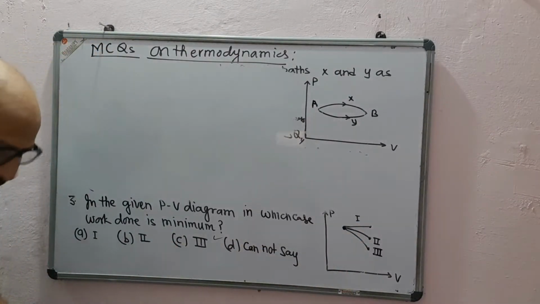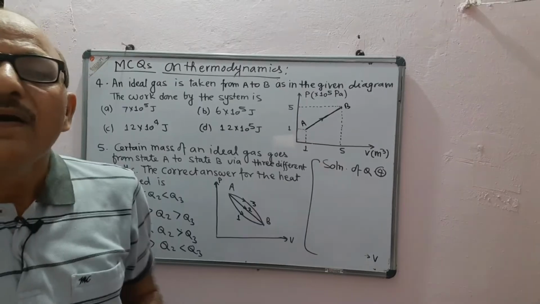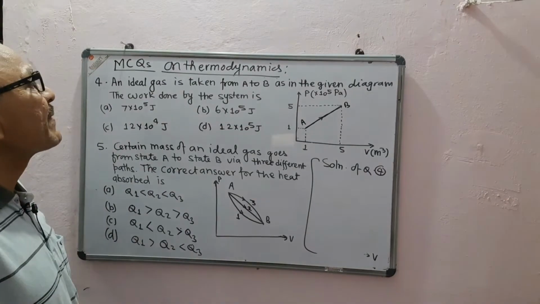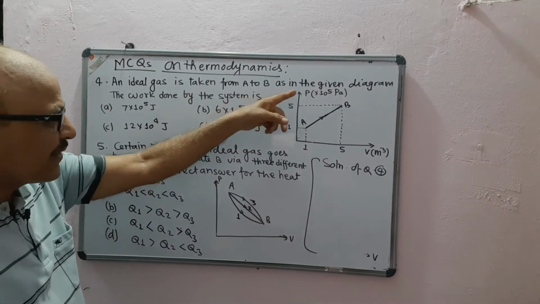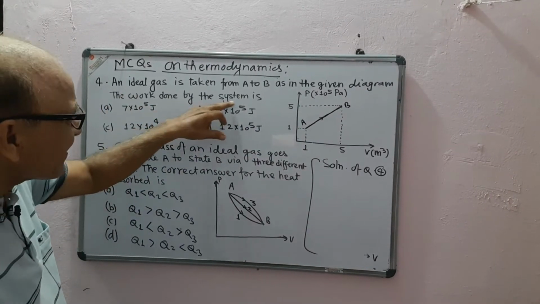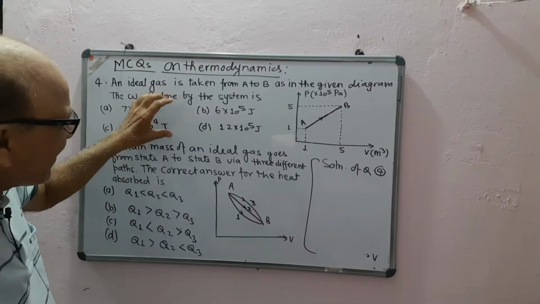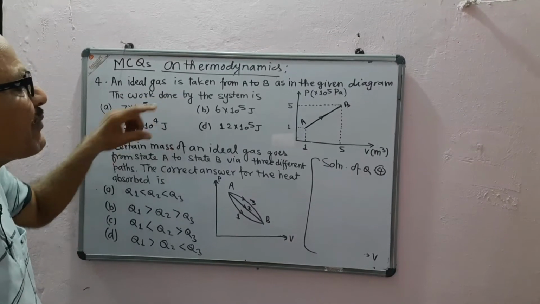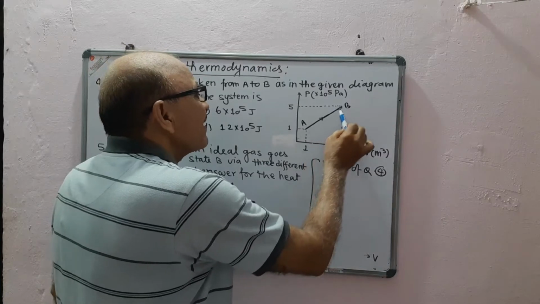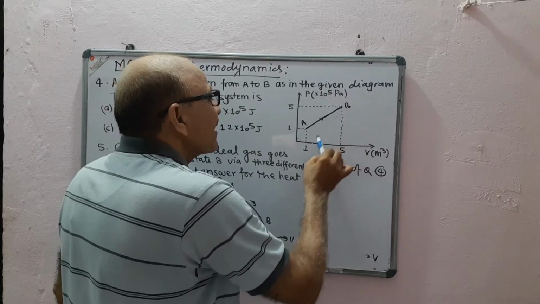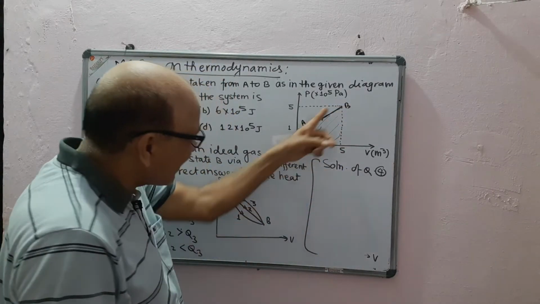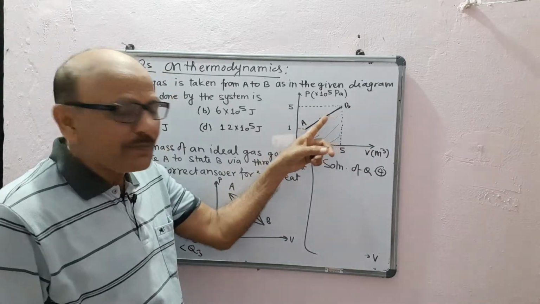Okay. Next, question number 4. Question is, an ideal gas is taken from A to B as shown in the given diagram. From A to B, the work done by the system is, we have to find out the correct answer from these 4. Here, this curve occupies this much volume from the volume axis. Therefore, the work done will be equal to the area of this trapezium.